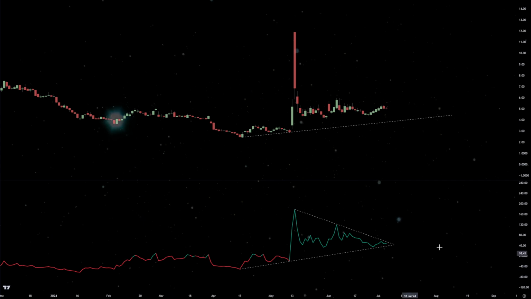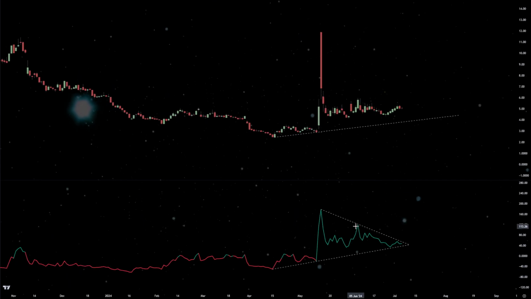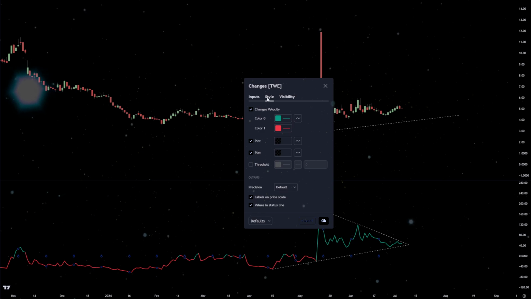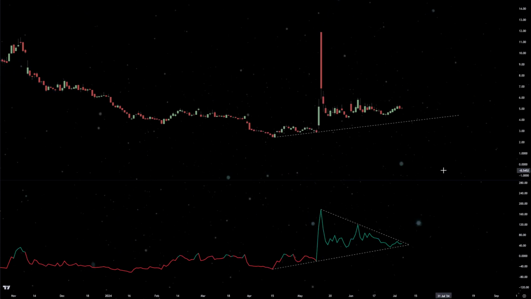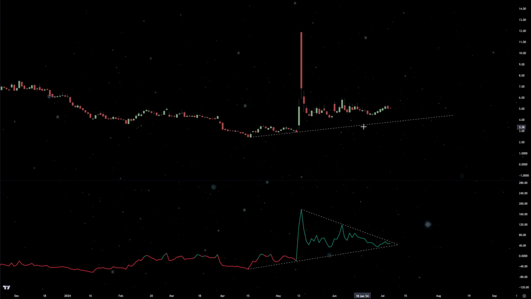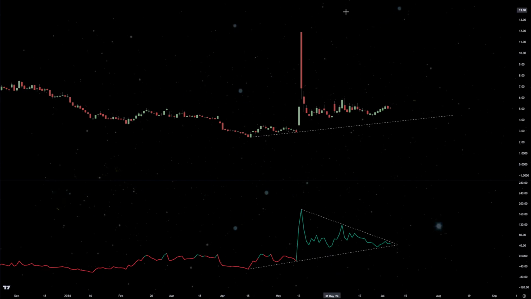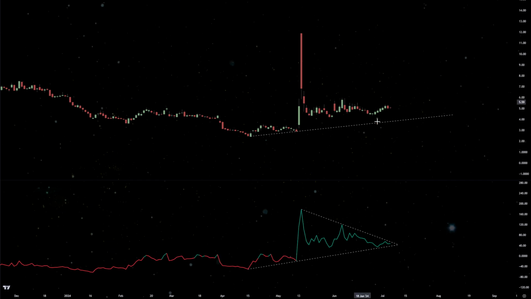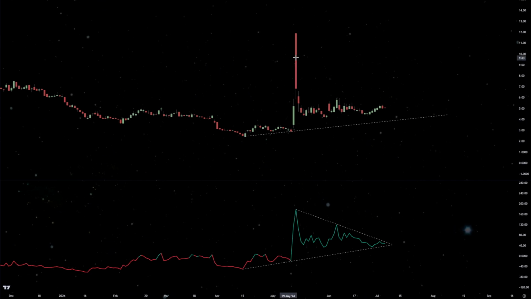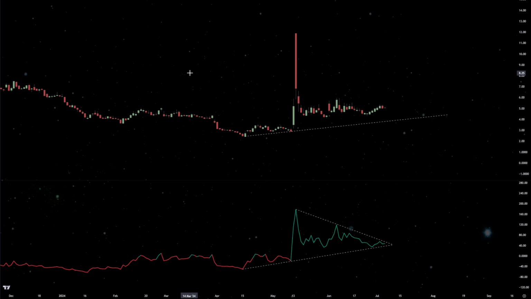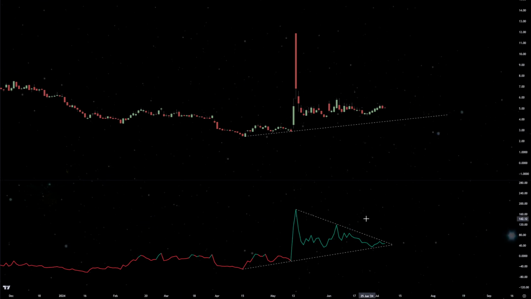It measures the rate of change over a set period of time. In this case, I'm using 50, okay? And every 50 bars, so on the daily chart, every 50 bars, it resets back to 0. That way you can really see what's going on on the macro charts.